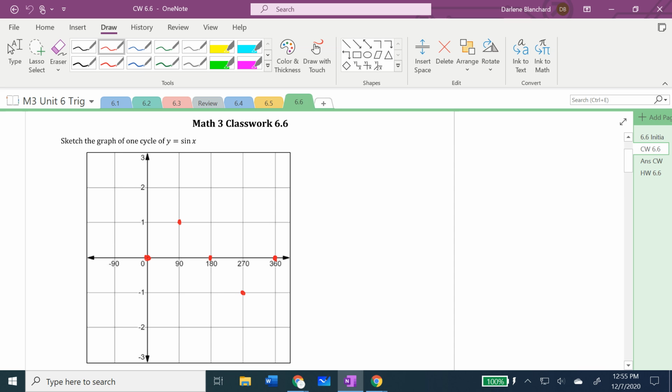What I recommend you do is draw an arch between the point (0, 0) and the point (180, 0). So you're going to draw this nice little arch like this. Then for the part that is underneath the graph, draw an arch. It's identical to that arch, but upside down.